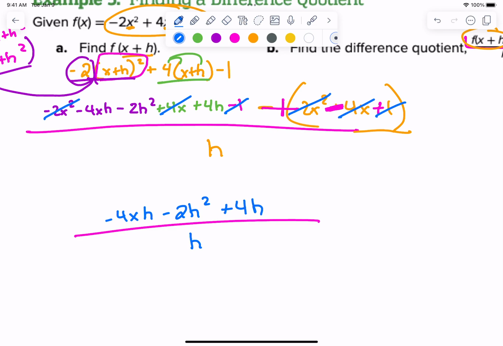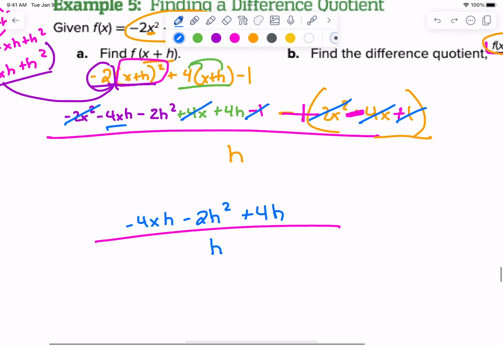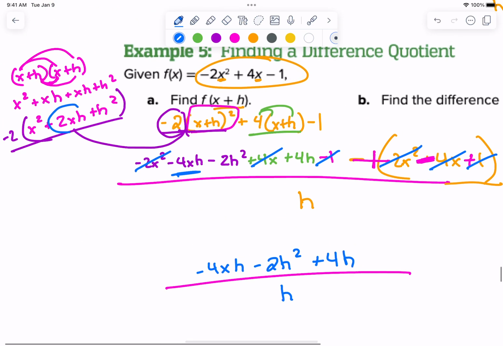Wait, how do you get 4? Isn't it 2? How do you get 4, right here? It was 2xh right here, and then we have to distribute a 4 through, or a 2 through. Oh, okay. I didn't know.